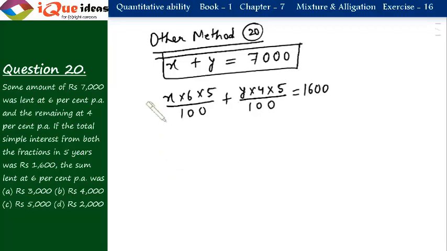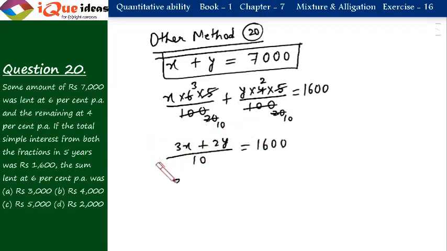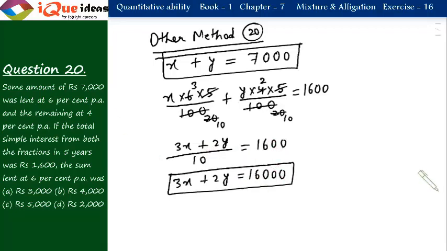Alright. So from here, 5 cancels 100 20 times, 2 cancels 6 3 times and 20 10 times. Similarly, 5 cancels 100 20 times, and don't cancel by 4, cancel by 2 so that you have the same denominator. So 2 cancels 4 2 times and 20 10 times. So we have 3x plus 2y upon 10, LCM, equal to 1,600. So we have 3x plus 2y equal to 16,000. This is the second equation. We have to solve these two equations to get the values of x and y.